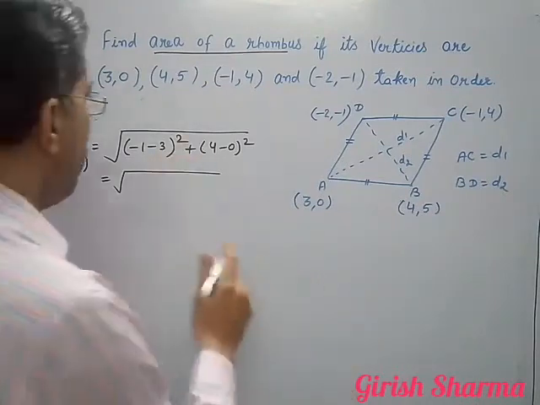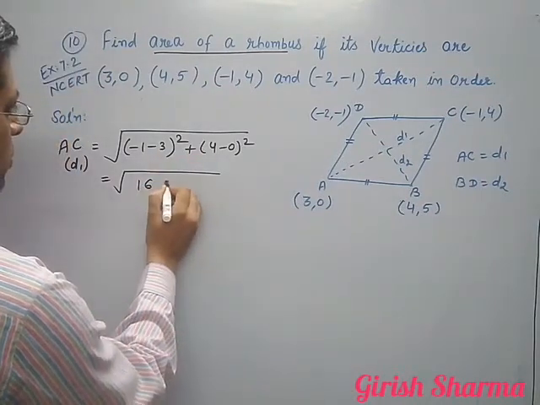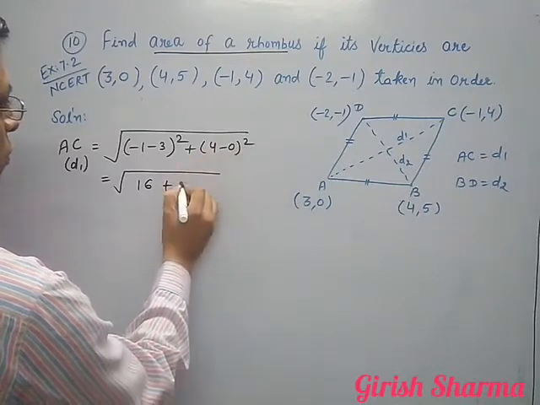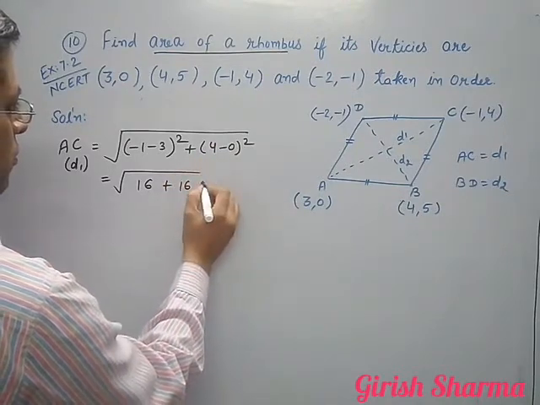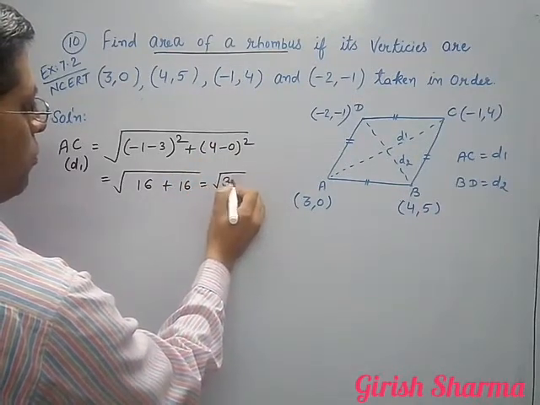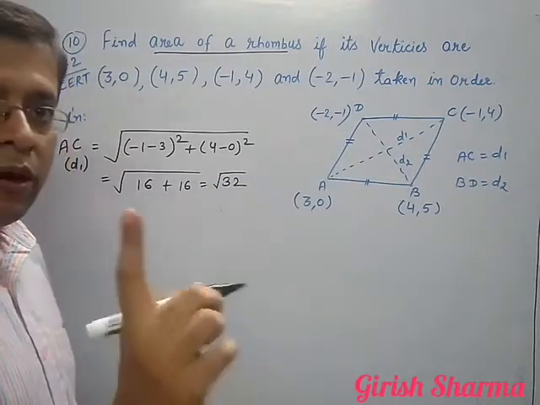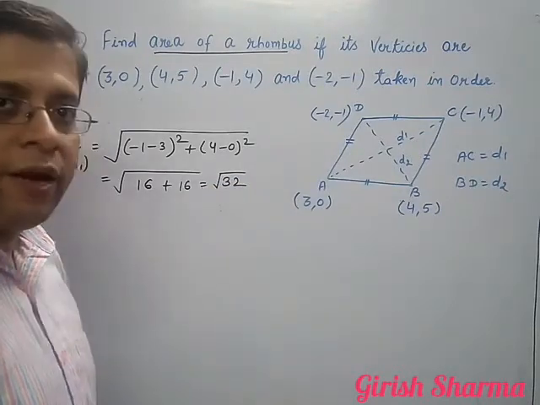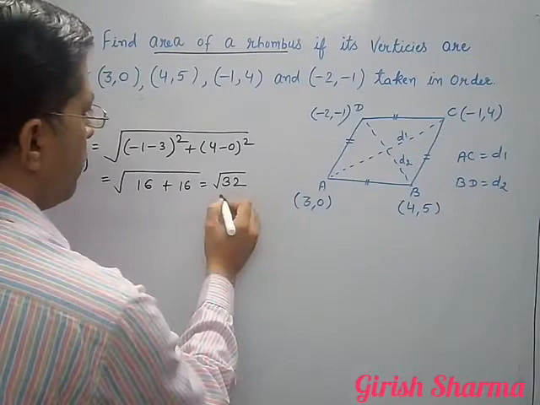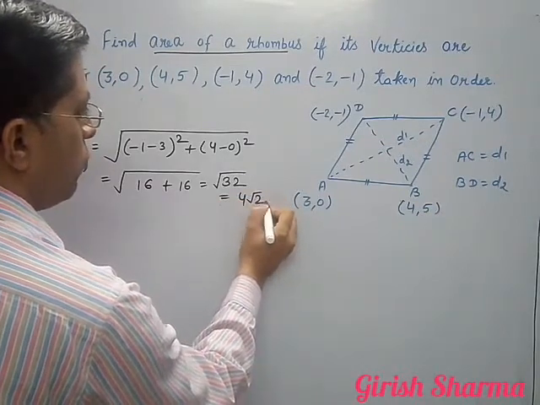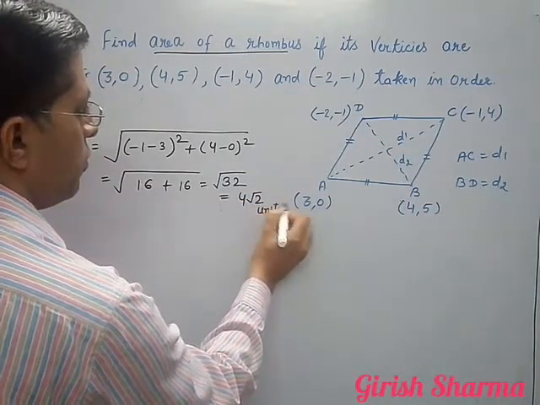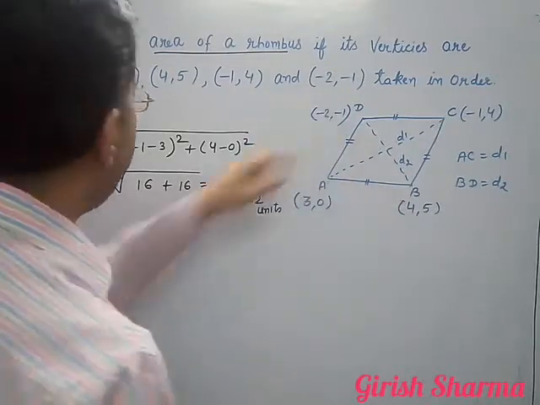Okay, minus 4 square is 16. 4 square is 16. This is under root 32. Okay, under root 32, what can I write? 16 times 2. That is 4 root 2 units. Come on, BD.